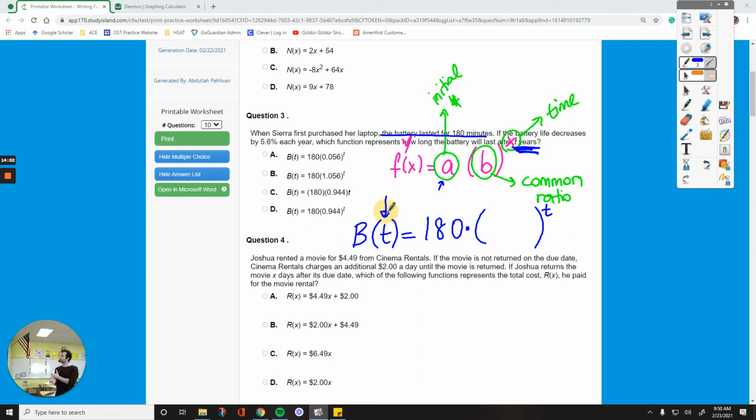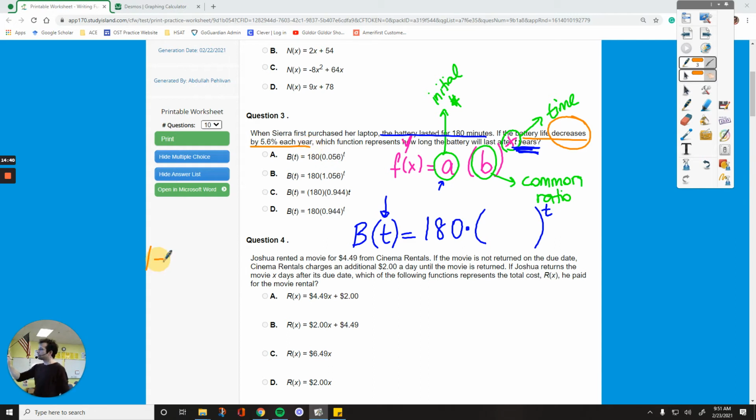Now, what kind of decimal do I need in there? Is it going to be more than 1 or less than 1? That's the question now. Because all of them have 180 times. That's fine. The exponents are the same. They are all t. Now, the decimal is going to make the difference. How do we figure that out? So it's again 1 plus something percent or 1 minus a number percent. Let's figure that out. So the battery life decreases. That word tells me to subtract from 1. Subtract what? Subtract 5.6%. How do we do that?